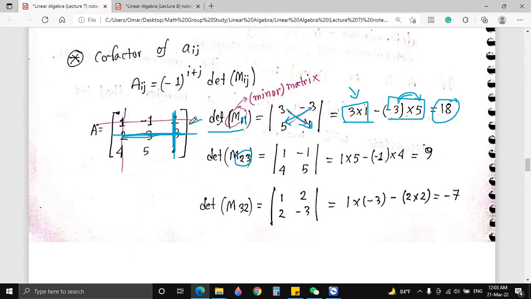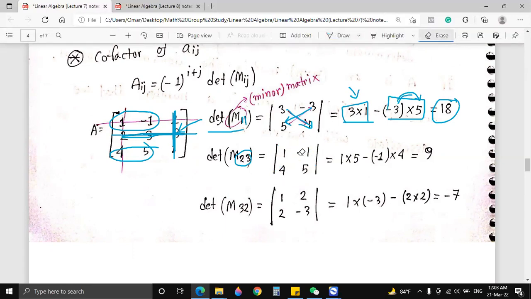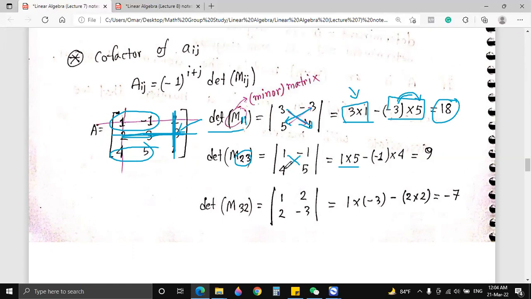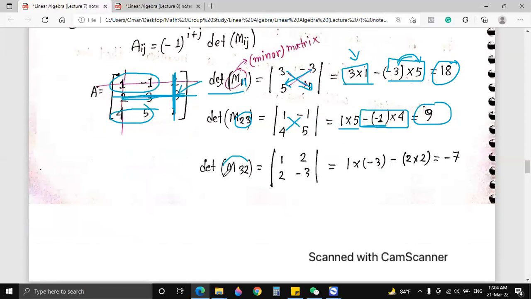Because we are considering 3. So now we are left with 1 minus 1 and 4 5, right? So that's why we write down 1 minus 1 and 4 and 5. So now if you multiply the same way, like 5 multiply 1, that is 5, and minus 1 multiply 4, that is minus 4. So it will become plus 4. So plus 4 plus 5, that is 9. And then let's find the determinant of the minor matrix M32.